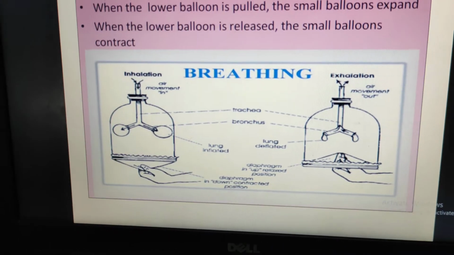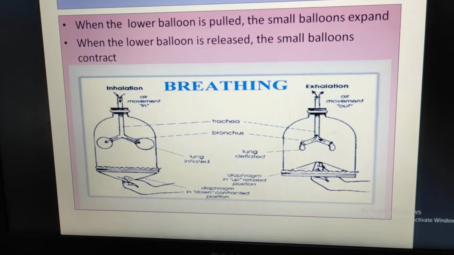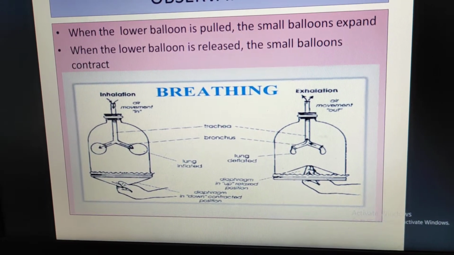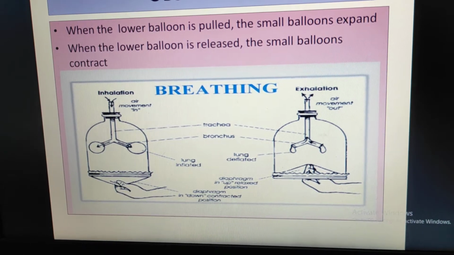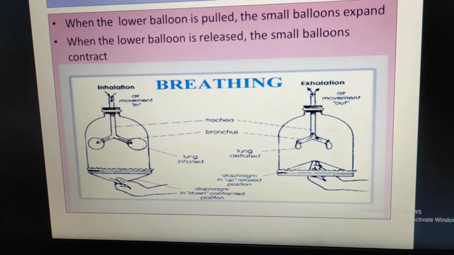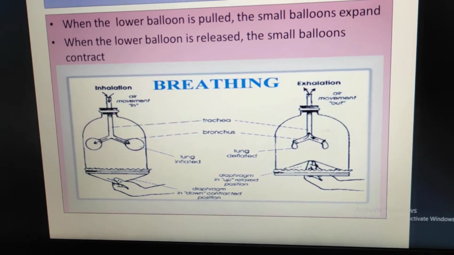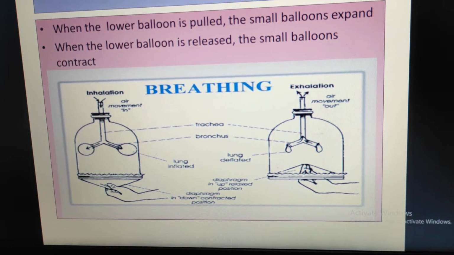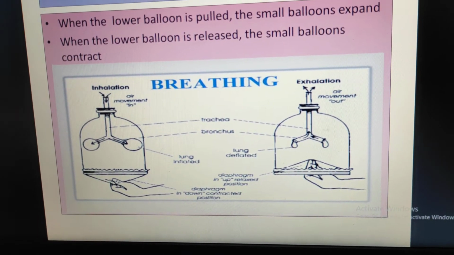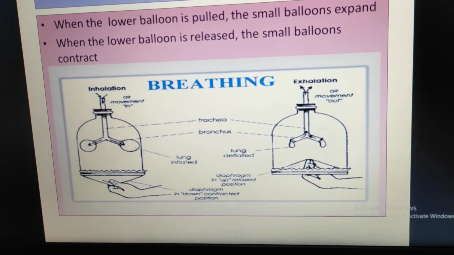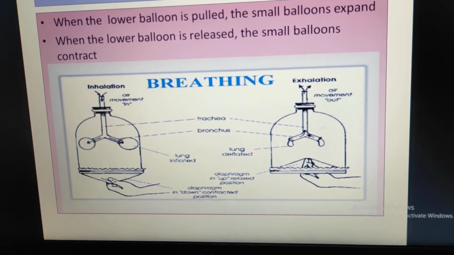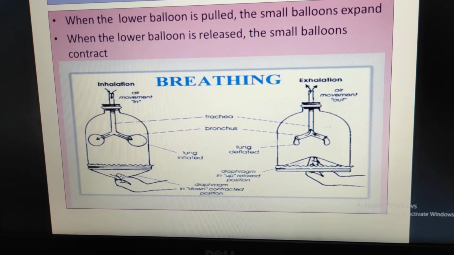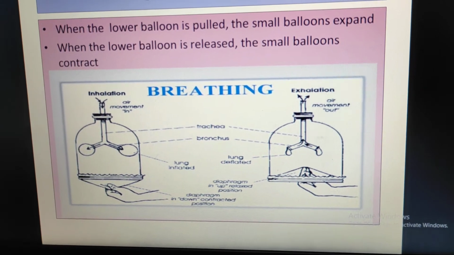So you can see the diagram here of the model, where a bell jar is taken, Y-shaped tube, two small balloons are attached to the end of the Y tube, and a large sheet is attached at the mouth of the bell jar. You can see here. So when it is pulled down, the air rushes in and the small balloons expand. When this is pushed back or released, the small balloons contract. As a result, the air is moving out. So this represents inhalation, the other one represents exhalation.